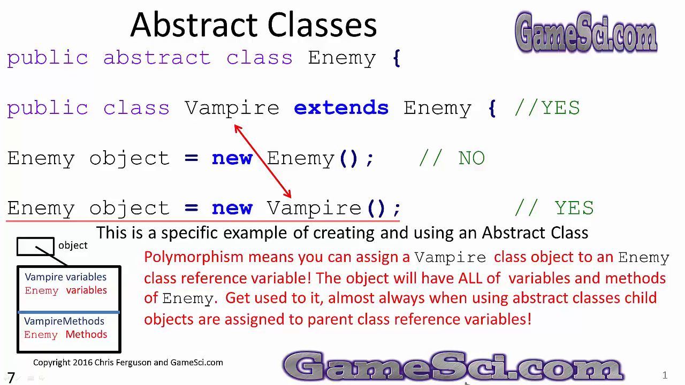So I've built this new Vampire object and I'm showing it to you on the screen. And of course, since it is a Vampire object, it will have Vampire variables and Vampire methods. That's a duh. But it will also have Enemy variables and methods because Vampire extends Enemy. Since it has all the Enemy's variables and it has all the Enemy's methods, you can certainly assign a Vampire object to an Enemy class reference variable.